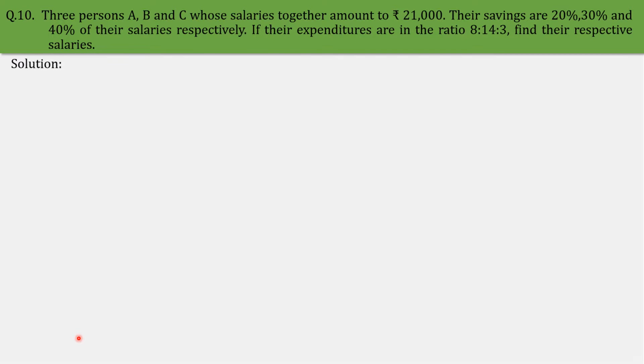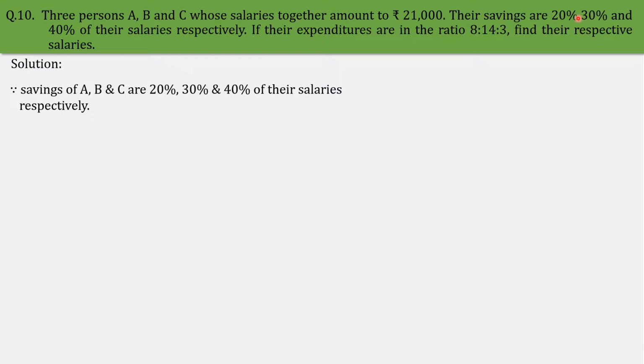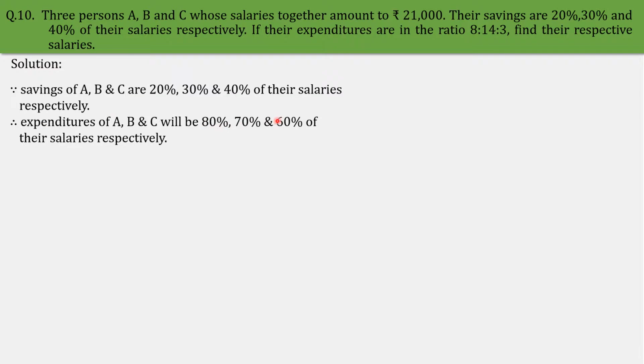Now let's start with the solution. See, in the question we are given percentages of savings as 20%, 30% and 40%. So therefore, the expenditures of A, B and C will be 80%, 70% and 60% of their salaries respectively. A's saving is 20%, therefore A's expenditure will be 80%. B's saving is 30%, therefore B's expenditure will be 70%. And similarly C's saving is 40%, therefore C's expenditure will be 60%.